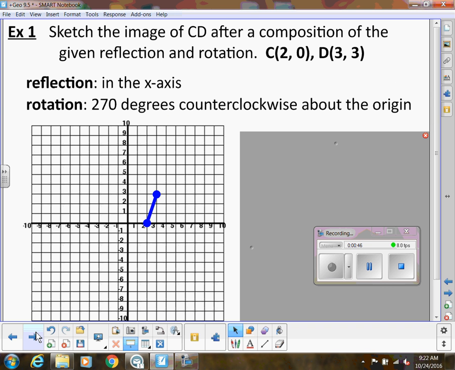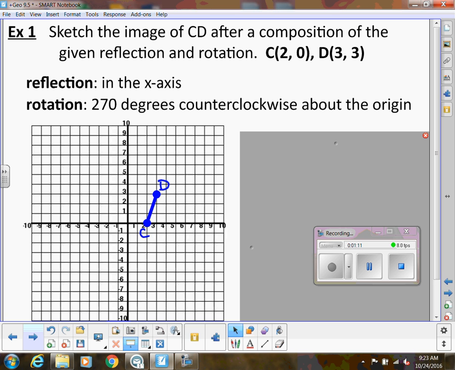All right, so in this first example, we're going to sketch the image of CD, and here CD is (2, 0) and (3, 3). That's CD under this reflection and rotation. So you always do it in the order that they give it to you. So first we're going to reflect in the x-axis, and then we're going to do a rotation 270 degrees counterclockwise.